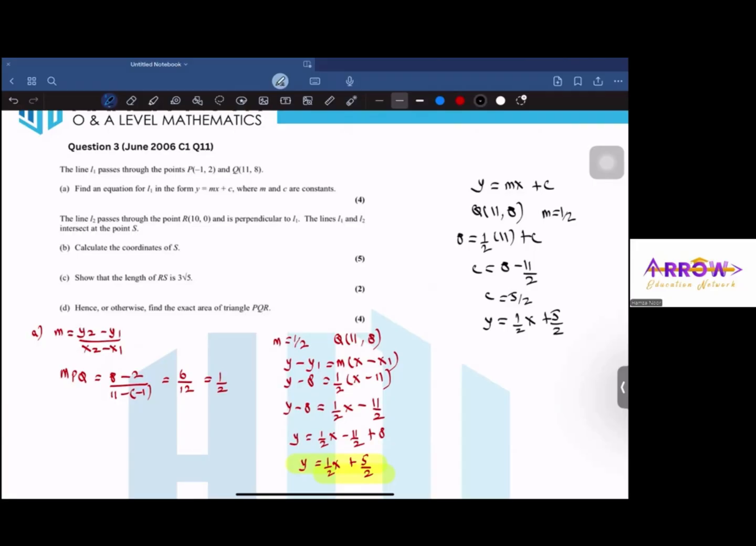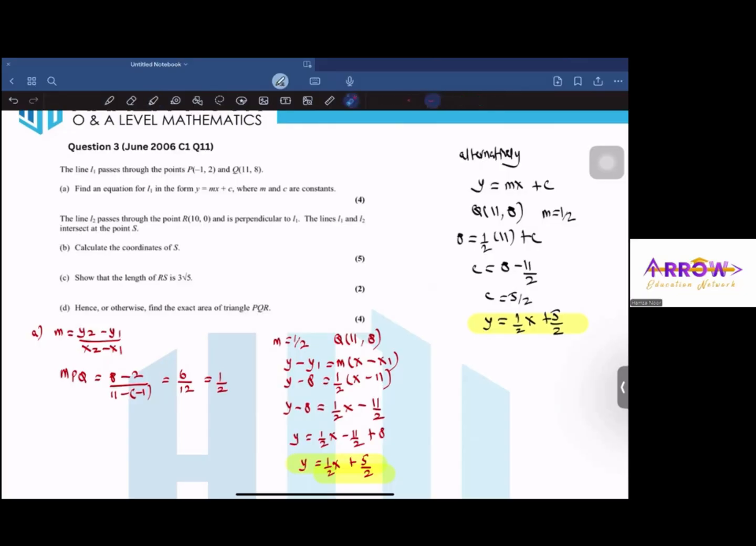All right. So I have used point Q in both of these approaches. Alternatively, you can use point P as well. So this was basically an alternative explanation. All right. So the answer to part A is y = half x + 5 over 2. Now let's move on to part B.